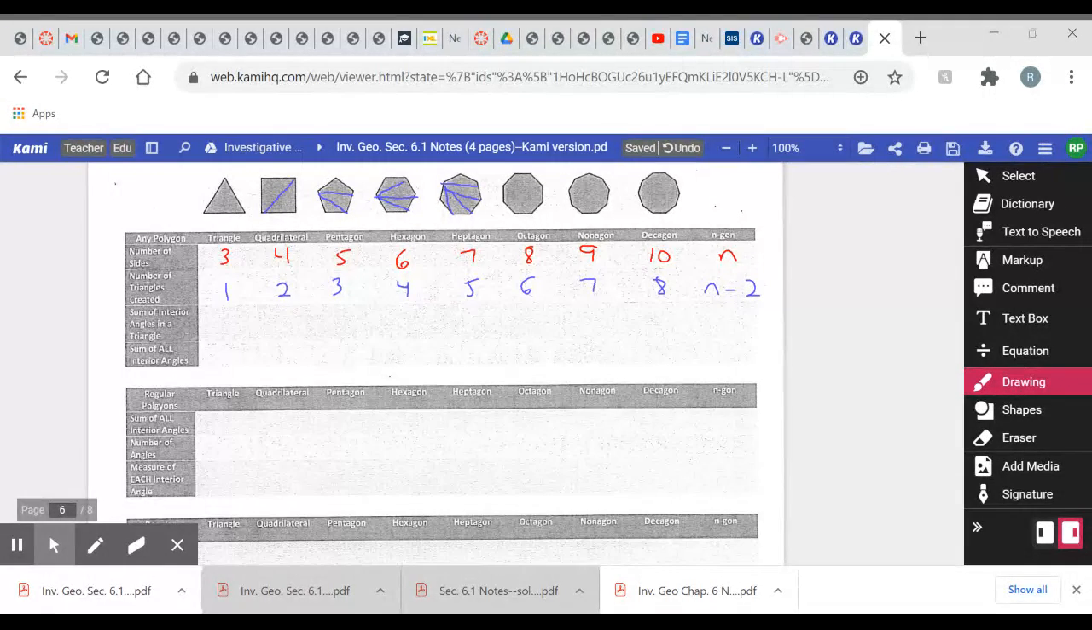Okay, next thing it says is the sum of the interior angles in a triangle. That's something we learned in chapter 1 in geometry, and that's 180. All the angles of a triangle add up to 180. So that's what we're putting here.